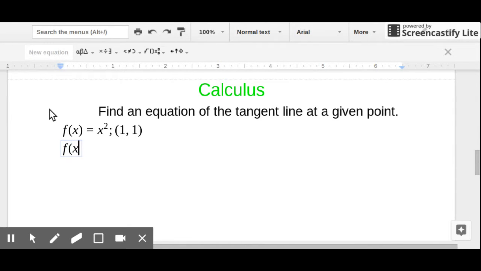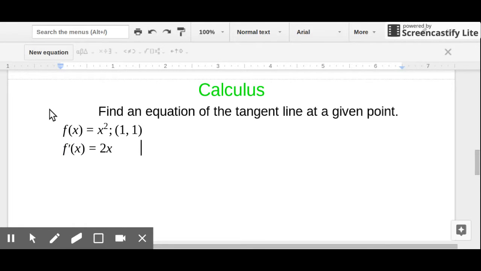We found the derivative of x squared earlier using the limit process, and I'll let you do that, and remember that the derivative should be 2x. Of course, we want to put f prime here, saying that this is the derivative.